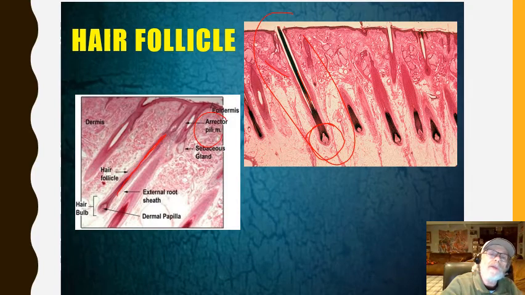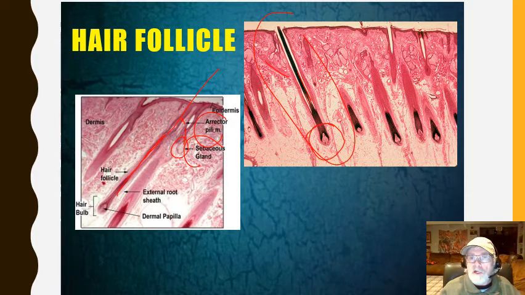The erector pili muscle attaches to the area that will pull the hair straight up. We also find the sebaceous glands. Here's a sebaceous gland right there, and it has a duct that leads into the hair follicle, which keeps the hair nice and moist. Okay, so basically that's what we see with hair.